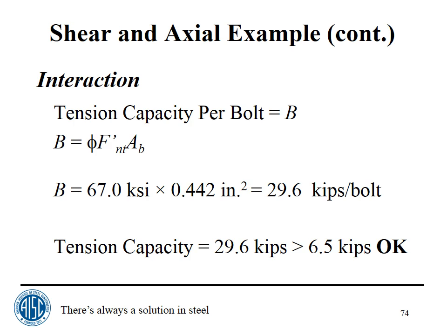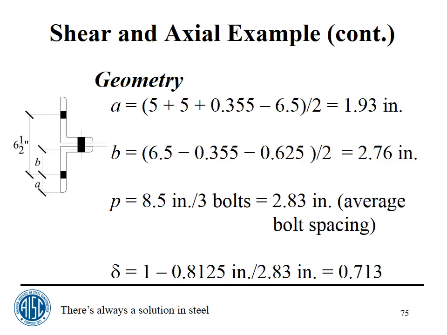So what's the tension capacity, or the design strength per bolt? It's phi F prime sub NT times A sub B, 67 KSI, which is F sub NT prime times phi, times the area of the bolt, gives me 29.6. Therefore, 29.6 greater than 6.5, we're still well in. How about now prying action?